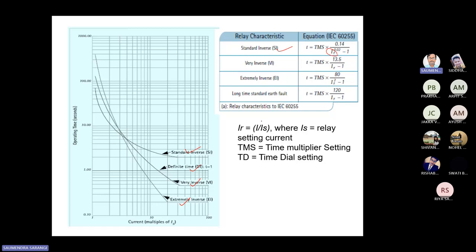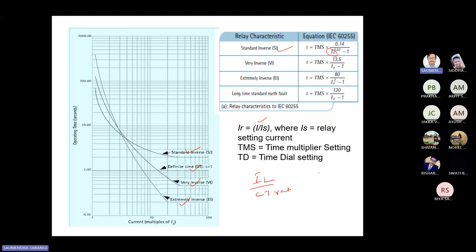What is IR? IR is I divided by IS. What is IS? IS is the relay current setting, called the pickup current. Now, what is this current I? This current I is the transmission line current, suppose IL, divided by the CT ratio. So what is the CT ratio?